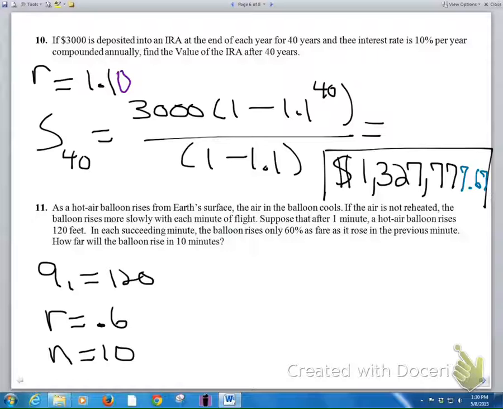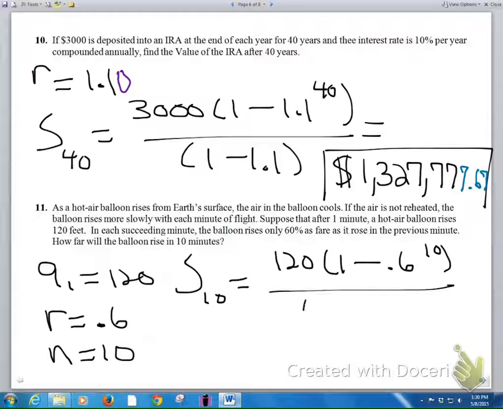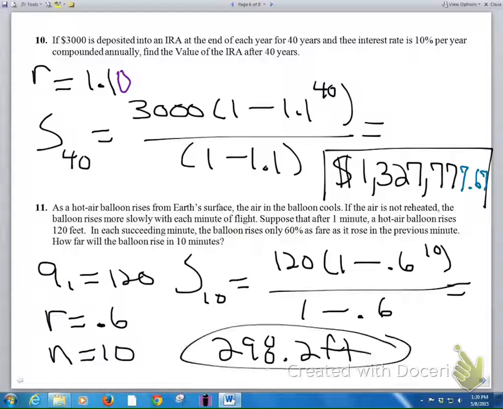And so n equals 10, and so you plug it into the formula. And then you would plug that into your calculator. So you get that in your calculator. And there you go.